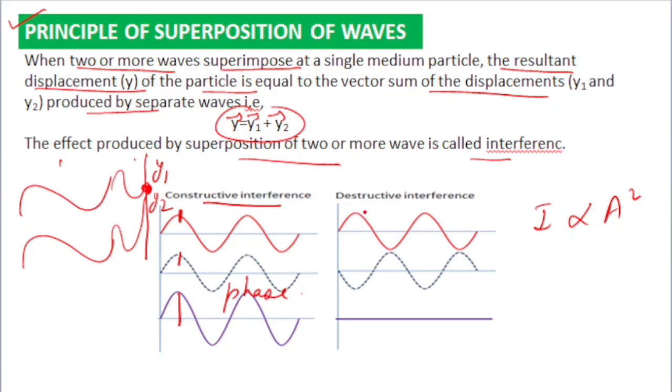But when the waves are out of phase, it means the crest of one wave superimposes on the trough of another wave, then the resultant displacement is what? 0. Resultant amplitude is 0, resultant intensity is 0. This type of overlapping is called destructive overlap or destructive interference. So hope it's clear to all of you. When the waves superimpose in phase, we get constructive interference. When the waves are out of phase, intensity is minimum and it is called destructive interference.